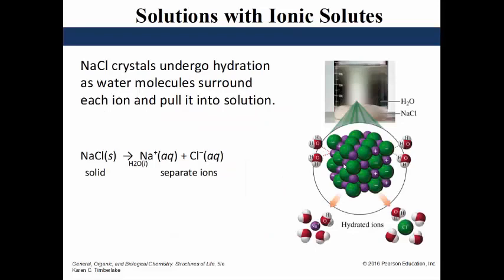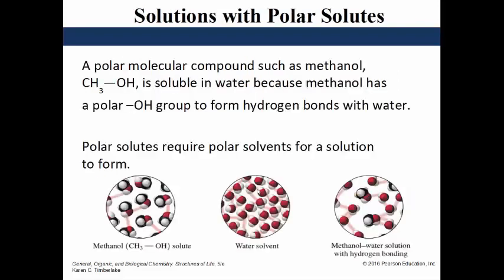All right, some solutions can have ionic solutes, and a good example of that is salt water, like we talked about before. Salt, the sodium chloride. These crystals will undergo hydration as water molecules surround each ion and basically pull it apart into the solution. So what you have here is the solid particles of salt, sodium chloride. When added to water, it will break that up into the sodium ion, sodium +1, and the chloride ion, chloride minus. So that's what's happening here. You're getting the separation of the solute, but what you're forming is ions, the positively charged sodium and negatively charged chloride ion.